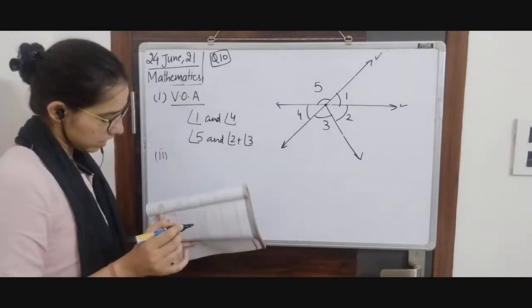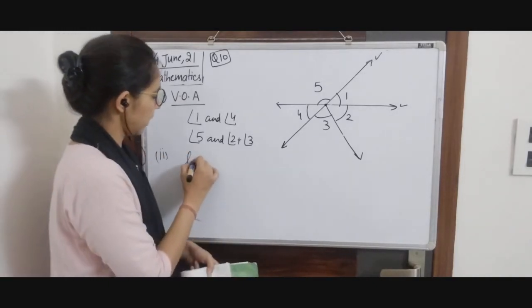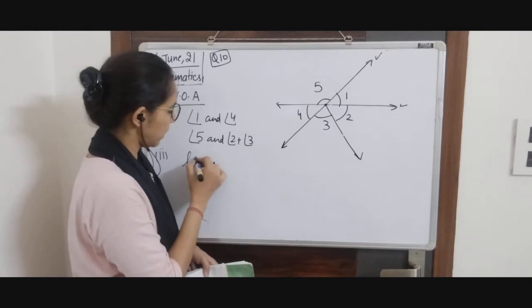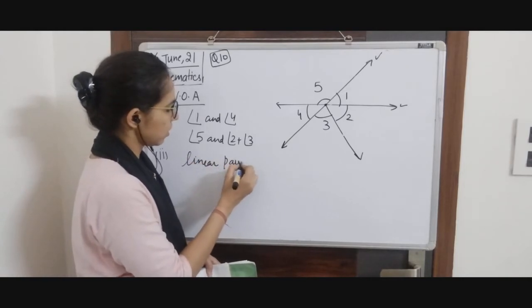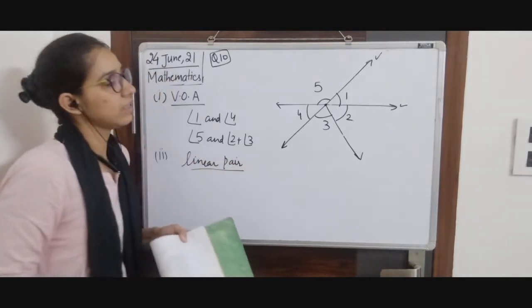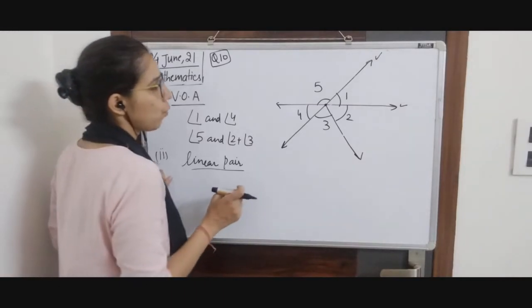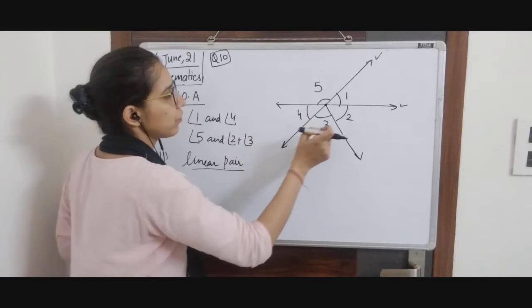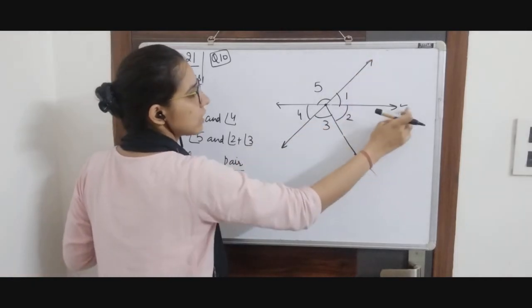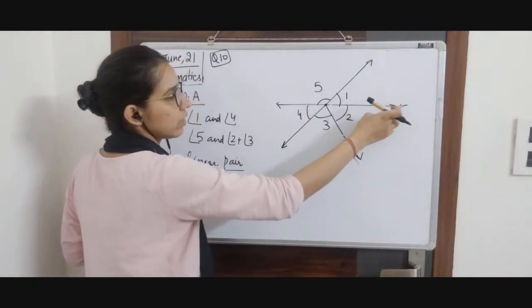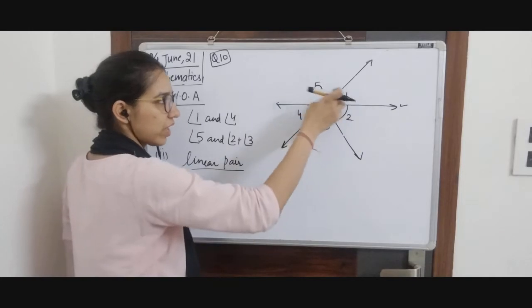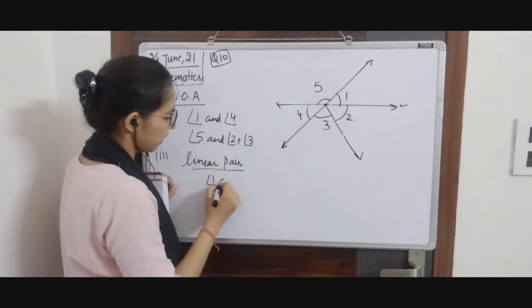Second, we have linear pairs. Again we have to check for the lines in the figure, and the sum of angles on the line will be equal to 180, and they will be called linear pair. First we are going to talk about this line. On this line we have angle 1 and 5. So angle 1 and 5.